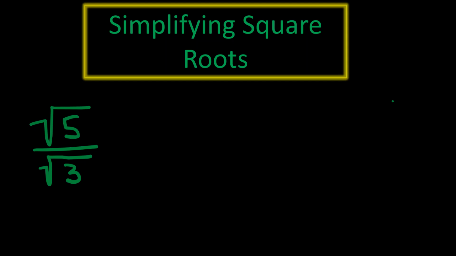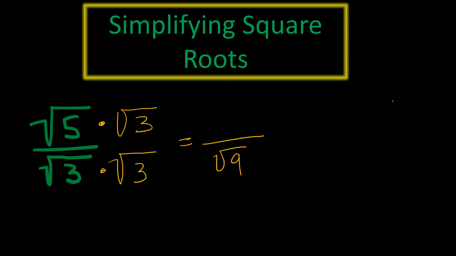So that means we have to remove the square root of 3 from the denominator, and we do this by multiplying by the square root of 3. So if I multiply the bottom by the square root of 3, I have to multiply the top by the square root of 3. And on the bottom we have the square root of 9. And on the top we have the square root of 15.